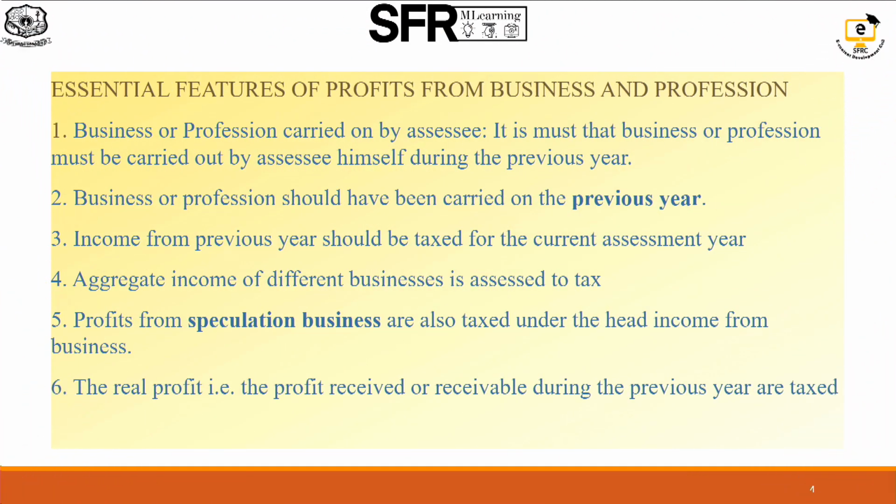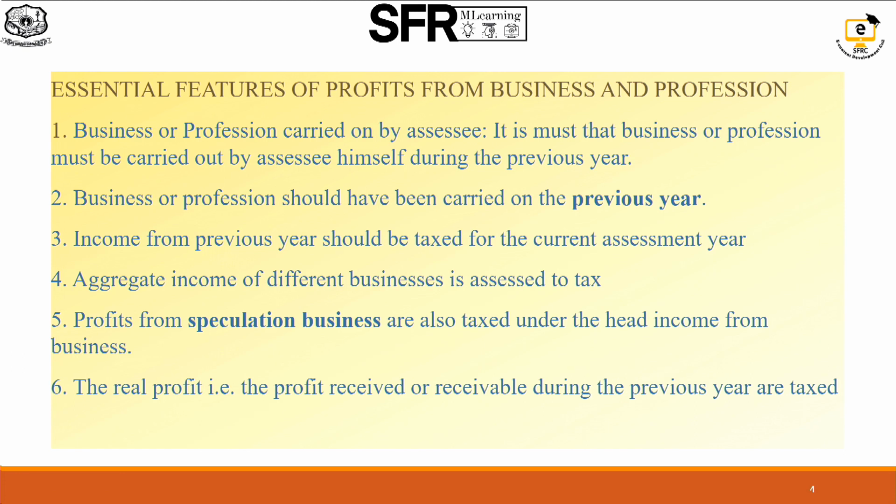Essential features of profit from business and profession can be seen in this slide. The business or profession must be carried out by the assessee himself during the previous year. That is, the business income will be calculated for the previous year income only. The income earned in the previous year will be taxed in the current assessment year.